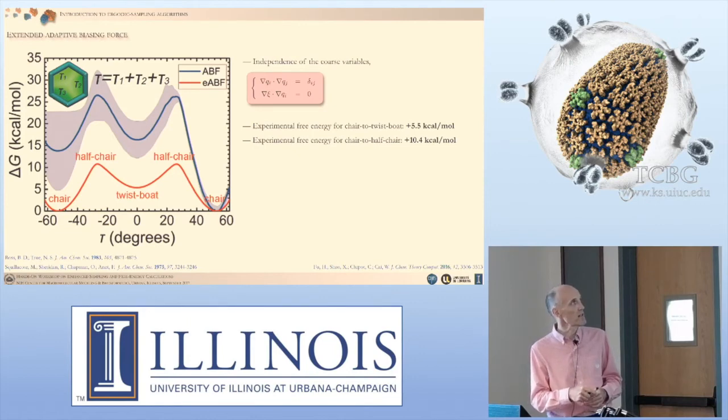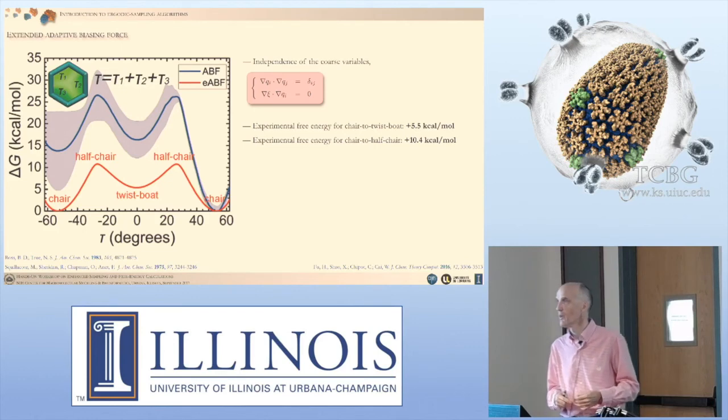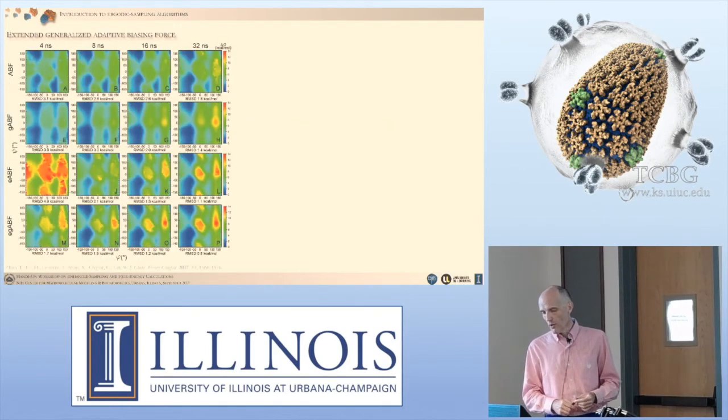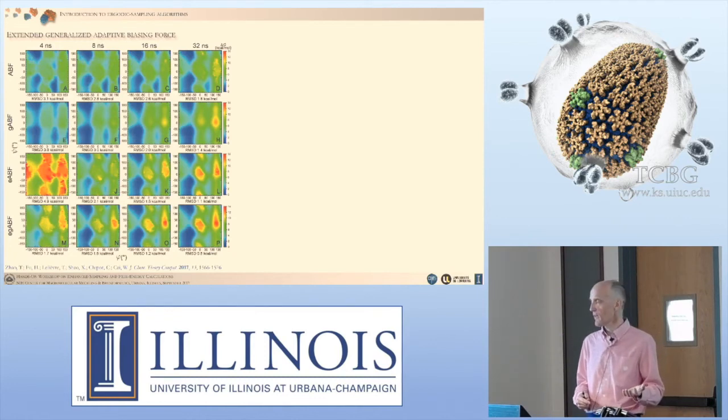For instance, in this case, we studied the isomerization of cyclohexane going from the boat to the chair, and the reaction coordinate model that we chose was the sum of 3 torsional angles. That's typically something that you can do with ABF, short ABF, and you can do with EABF, and that works nicely. Then we have combined extended adaptive biasing force with generalized adaptive biasing force.